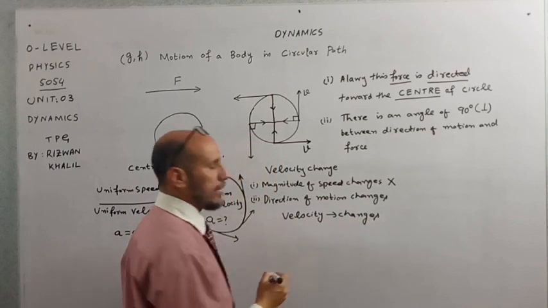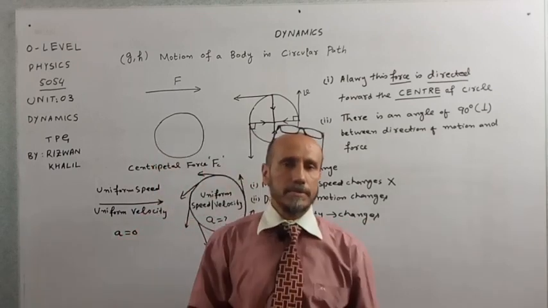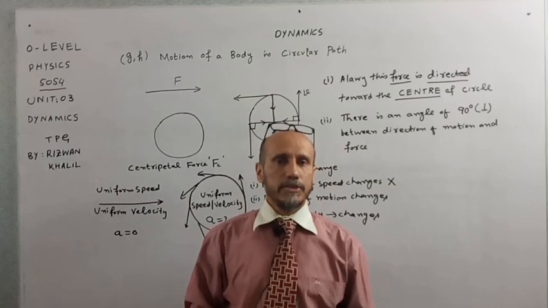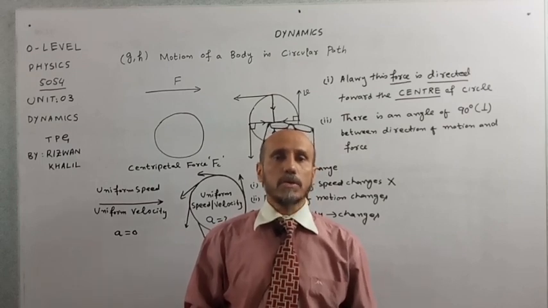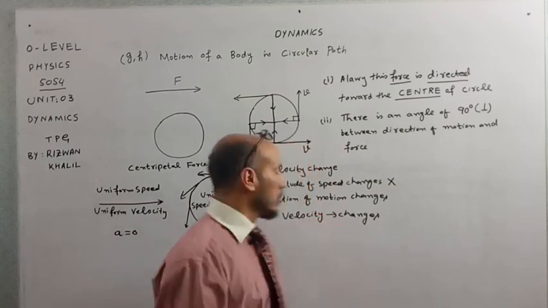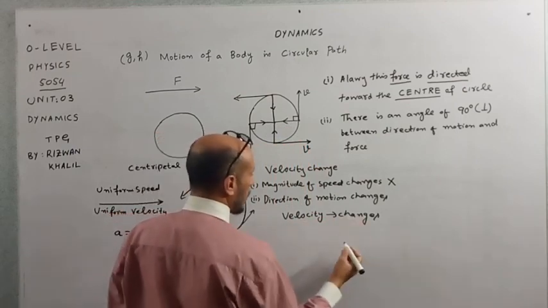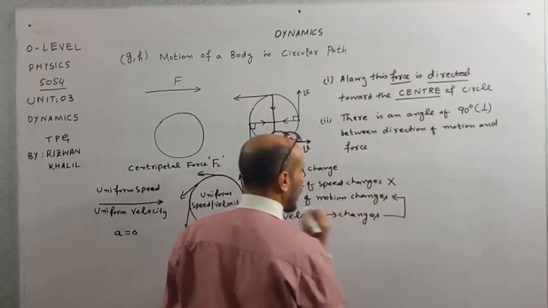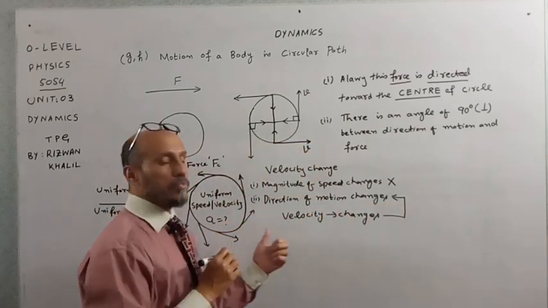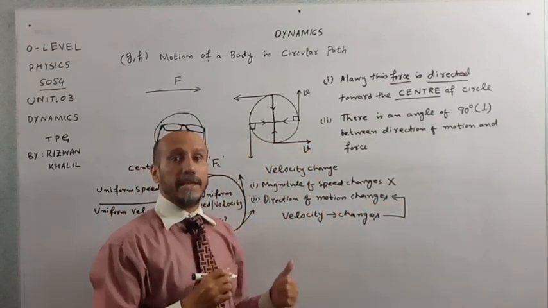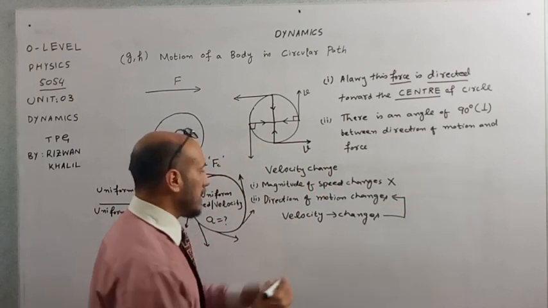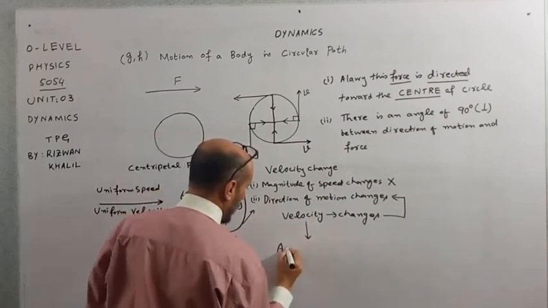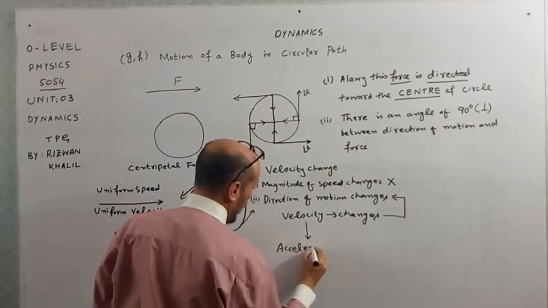And we know, what was the definition of acceleration which was studied in kinematics, unit 2? Acceleration was the rate of change of velocity. So if velocity changes, and why does velocity change? Because the direction of motion of the body changes when it is moving in a circular path at every instant. So when velocity changes, then definitely acceleration is being produced.